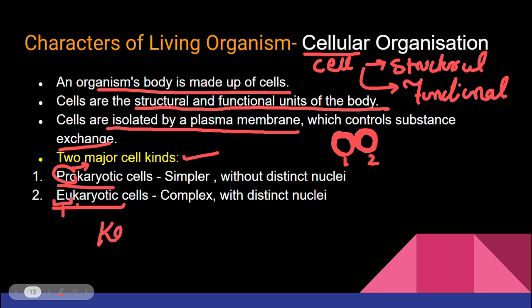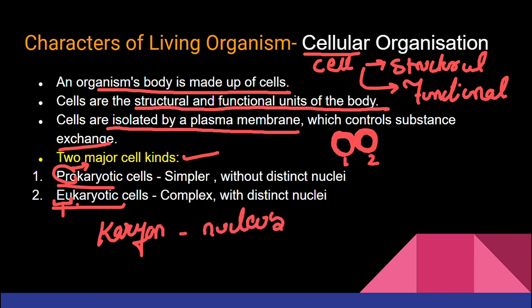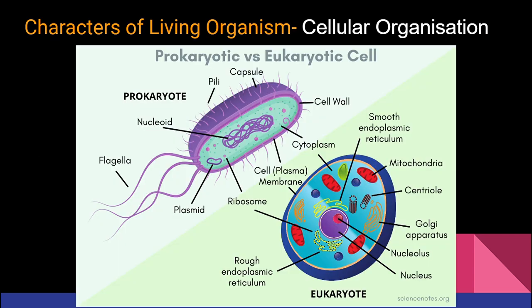Karyon is the word we use for nucleus. So let's see the picture and then we will understand. This is a picture of a prokaryote and a eukaryote. When you see the prokaryote, its genetic material is simply lying distributed in the cytoplasm. But the genetic material of the eukaryote is inside a membrane. This membrane we call the nuclear membrane. But here we do not have any membrane.